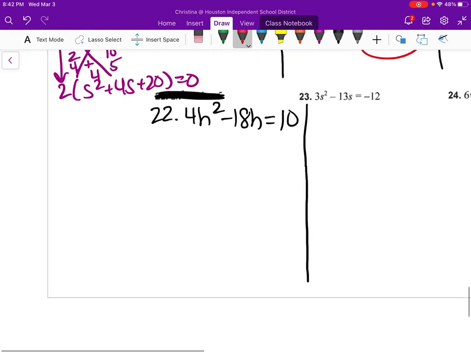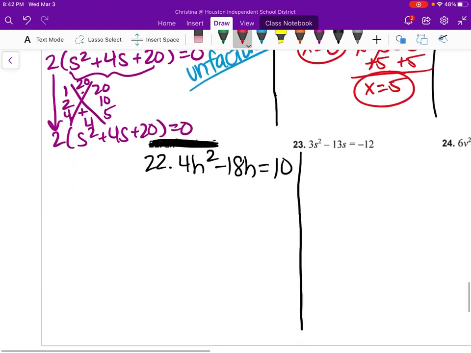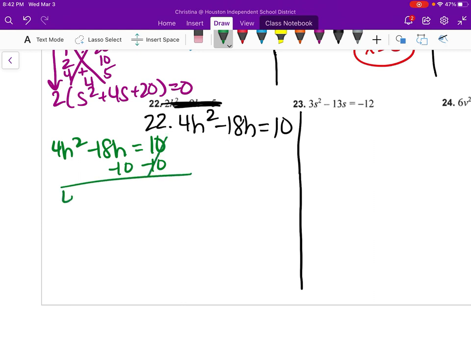Hopefully this isn't a gross one like question 20. And we're going to see what answer we get. Question 22: I have 4h squared minus 18h equals 10. For this question, the first thing I need to do is make this equal to 0, so I'm going to subtract 10 on each side.